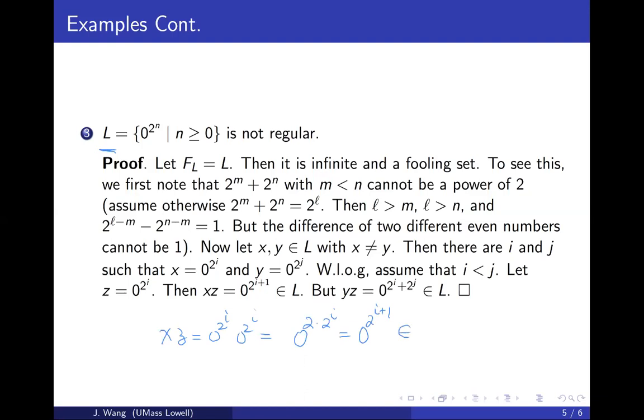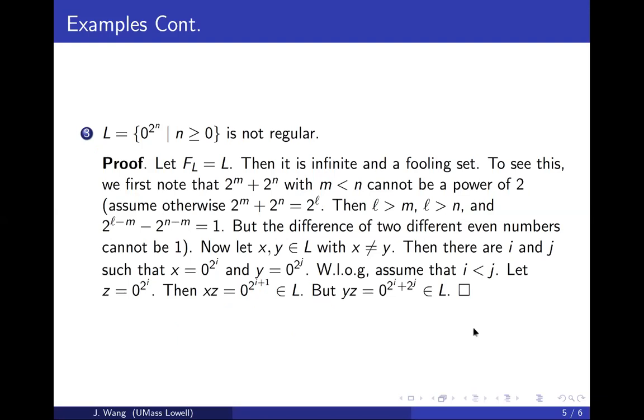So this is in L, but then yz is 0 to the 2 to the j, followed by 0 to the 2 to the i. So this is 0 to the 2 to the i plus 2 to the j. We know that there is no small l such that 2 to the i plus 2 to the j is equal to 0 to the 2 to the l. So this means it is not in L, so that means this language is not regular.